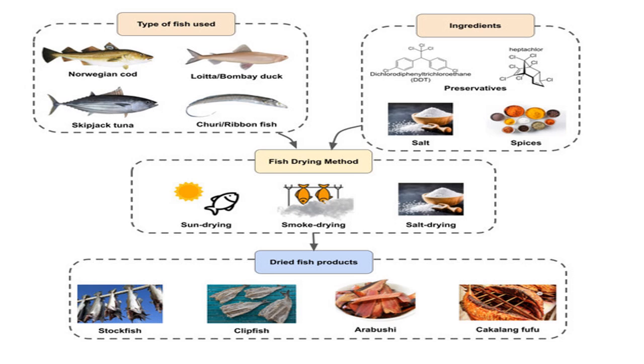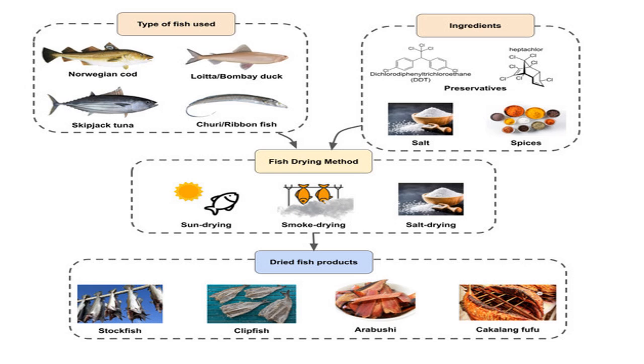Here in this diagram we can see different types of fish used, the ingredients, and different methods for drying. The large fishes are more ideal for drying, like Norwegian cod, Bombay duck, the skipjack tuna and the ribbon fish. The ingredients like salt and spices are used here as preservatives, and different methods like sun drying, smoke drying or salt drying are used.